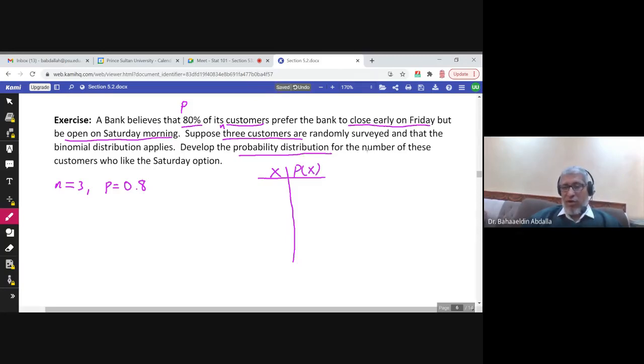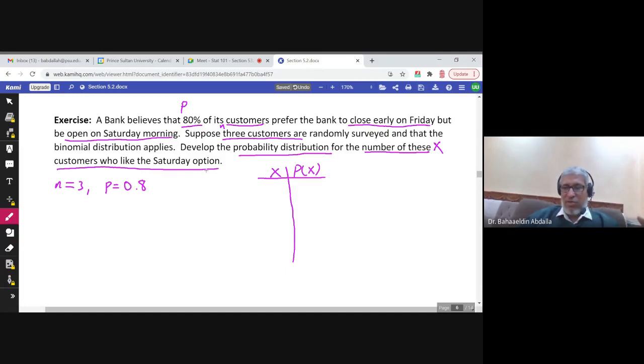For what? For the number of these customers who like the Saturday option. So what is this? Number of these customers who like the Saturday option. This is the definition of X. So what is the experiment? We will ask each customer, customer 1, do you like Saturday option or not? He will say yes or no.